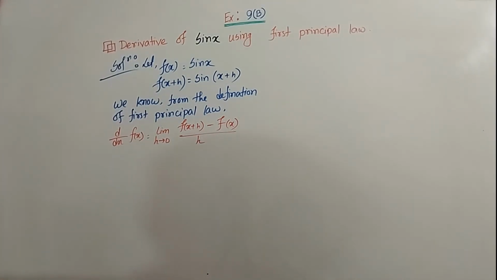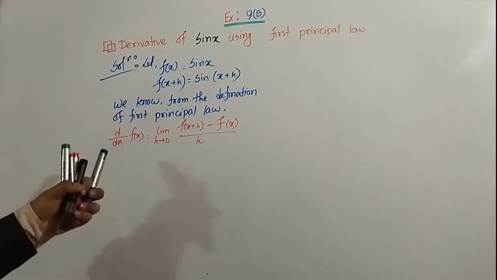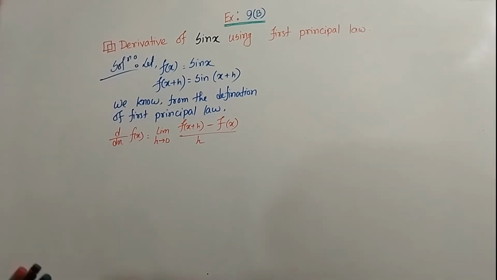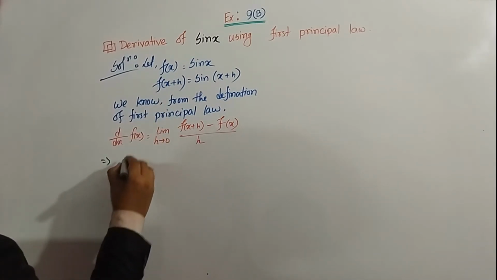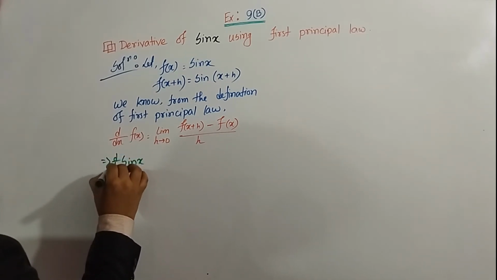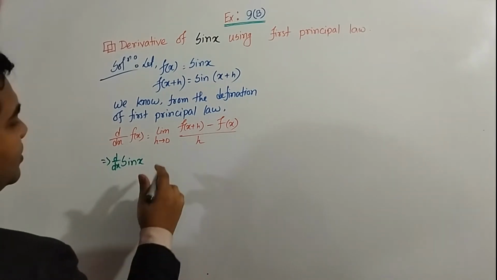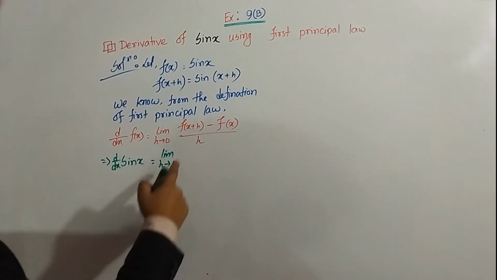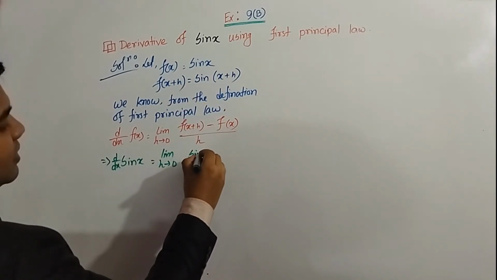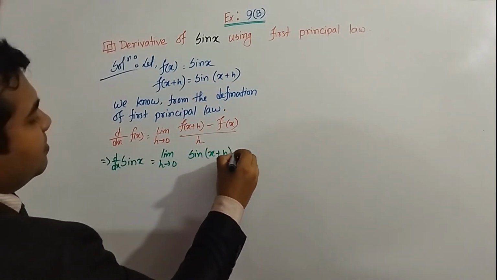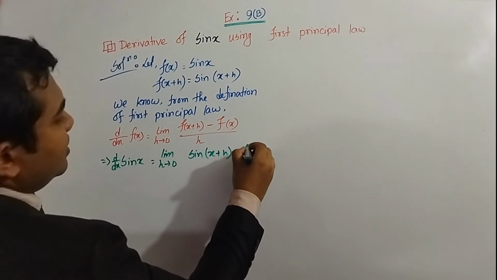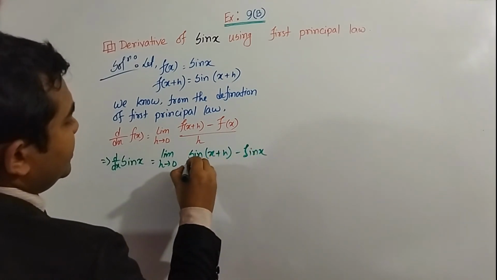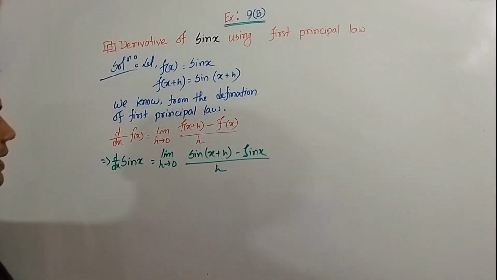Okay, now just putting the values in here. If we put here the value of f of x, then it should be sine x, that is d/dx of sine x should be limit h tends to 0, f of x plus h is sine of x plus h, minus sine of x, divided by h.